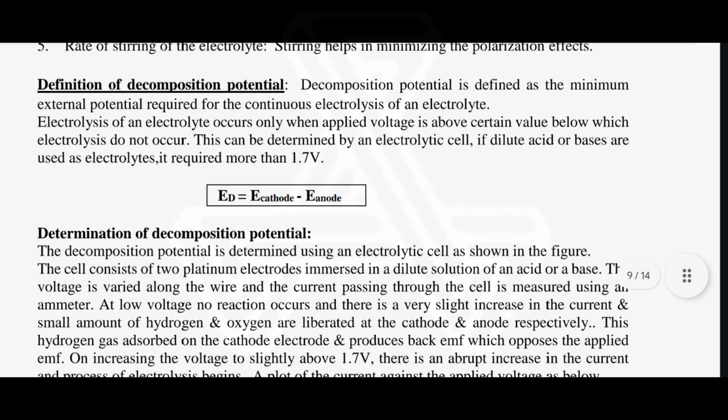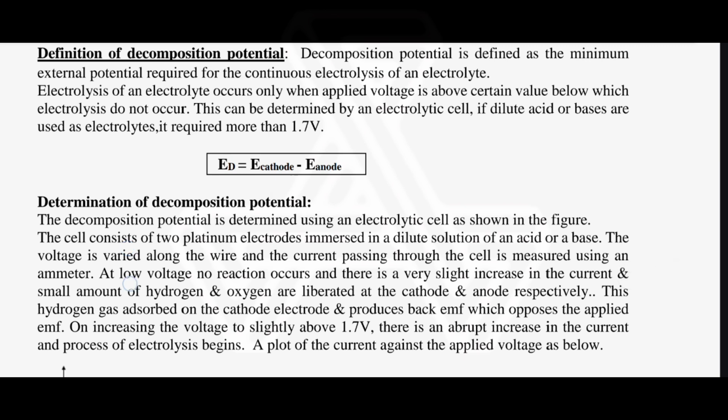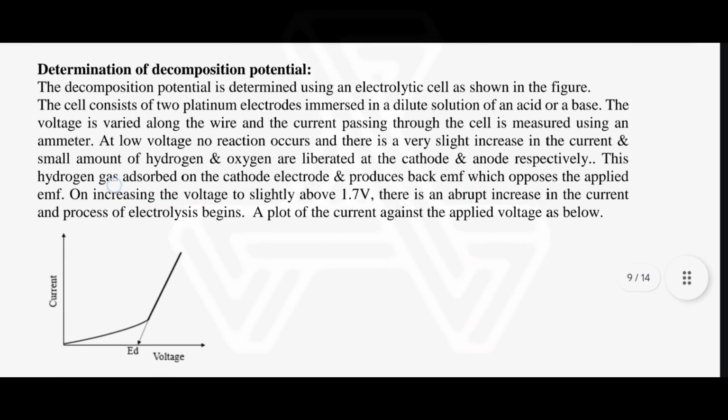Definition of decomposition potential. Decomposition potential is defined as the minimum external potential required for the continuous electrolysis of an electrolyte. Electrolysis of an electrolyte occurs only when the applied voltage is above a certain value, below which the electrolysis does not occur. This can be determined using an electrolytic cell. If dilute acids or bases are used as electrolytes, it requires more than 1.7 volts. Determination of decomposition potential.